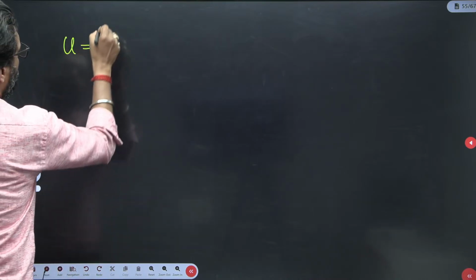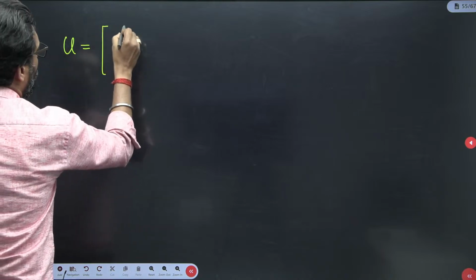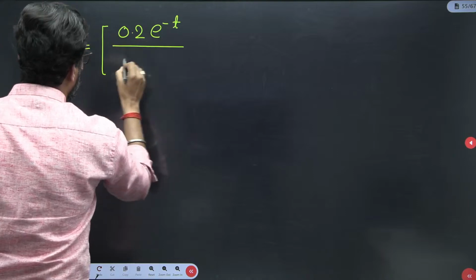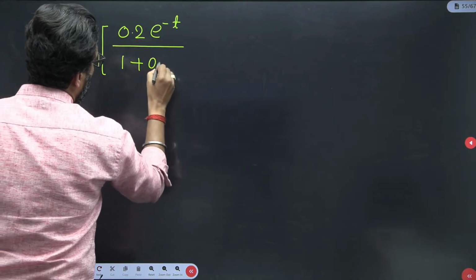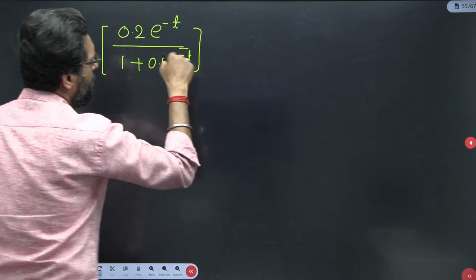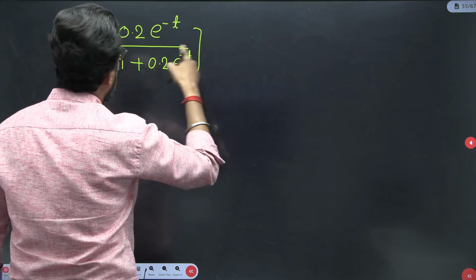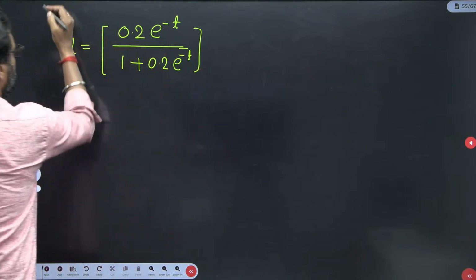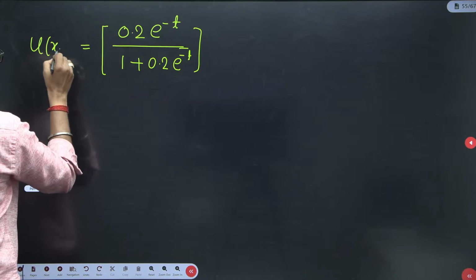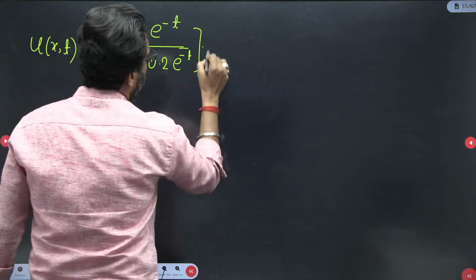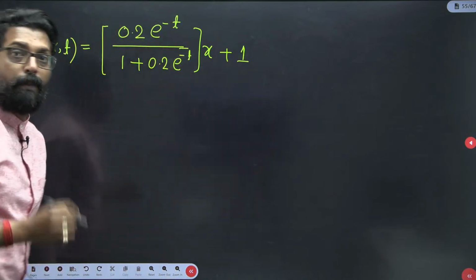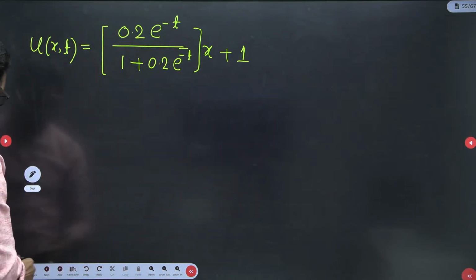Now you have to write the complete integration: 0.2 e to the power minus t divided by 1 plus 0.2 e to the power minus t. Okay, and what is the x? This you have to find, okay, it is your x and t, no problem. So this your x, plus c is what?